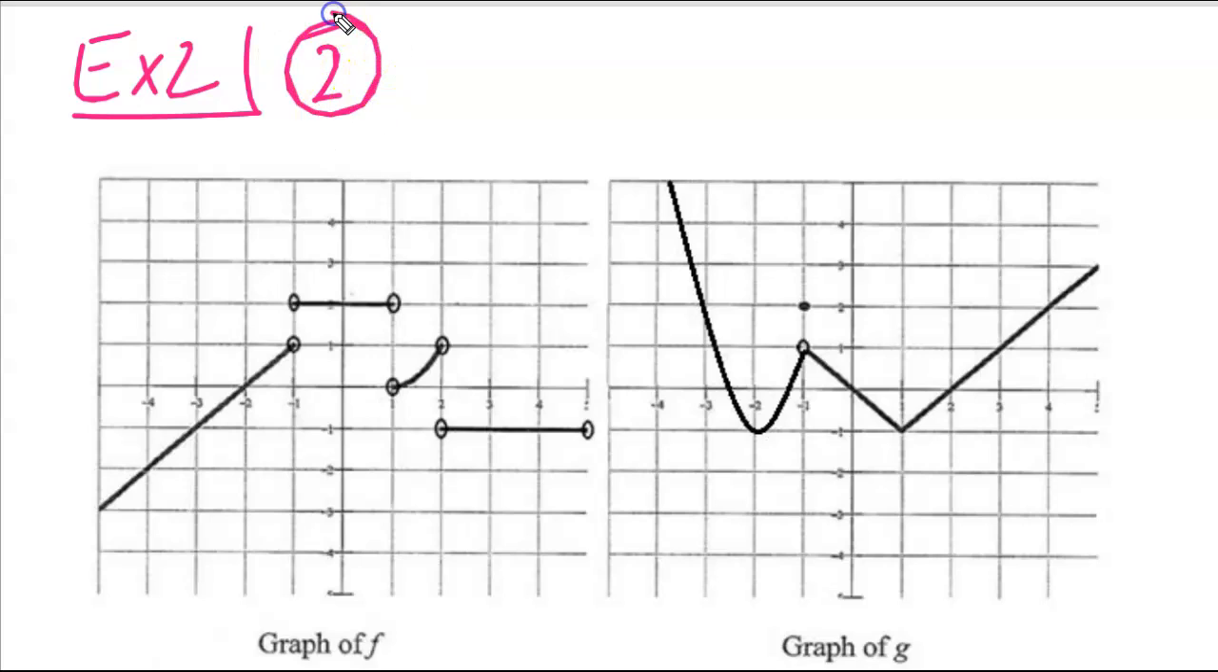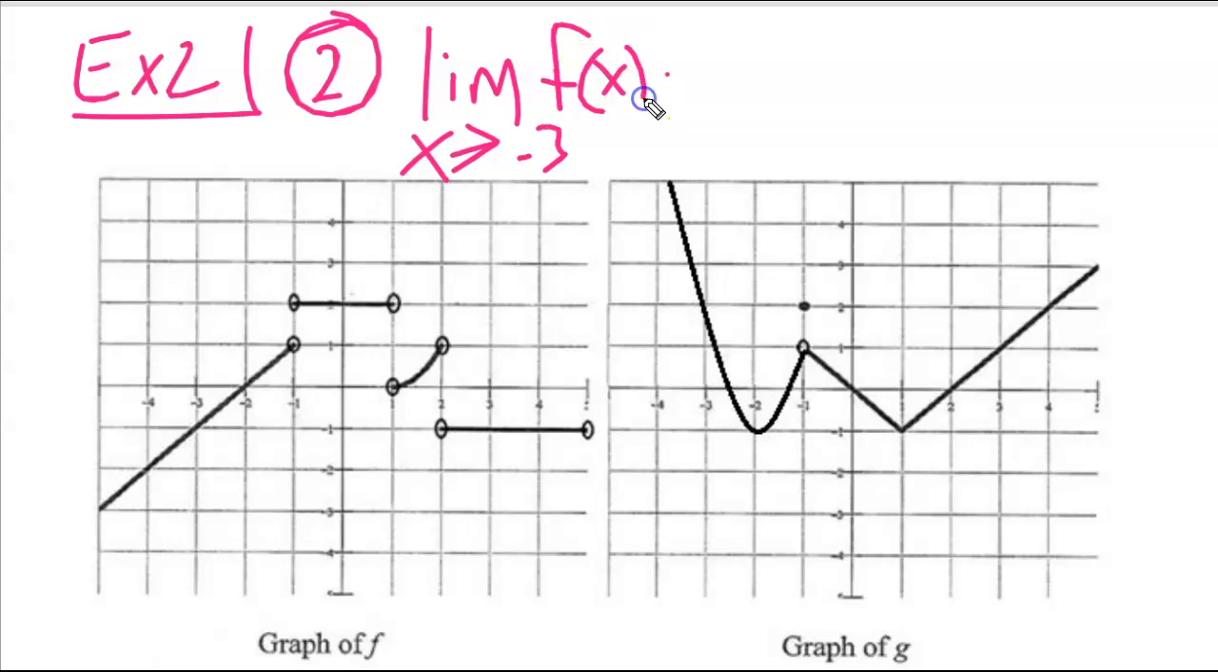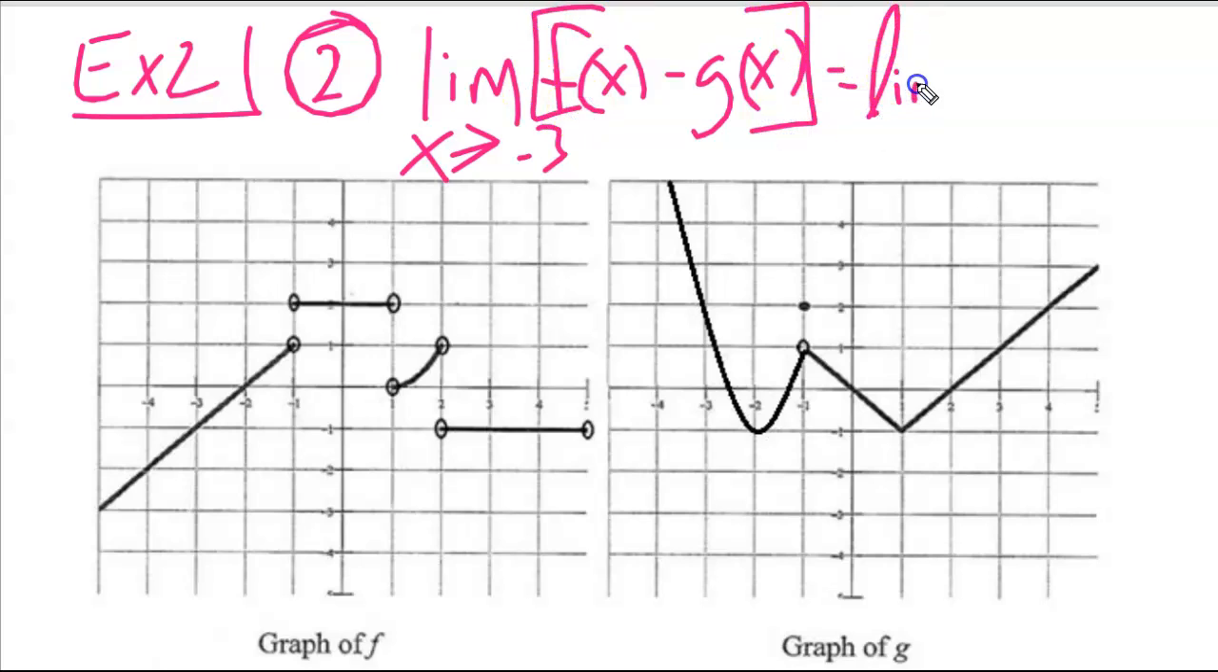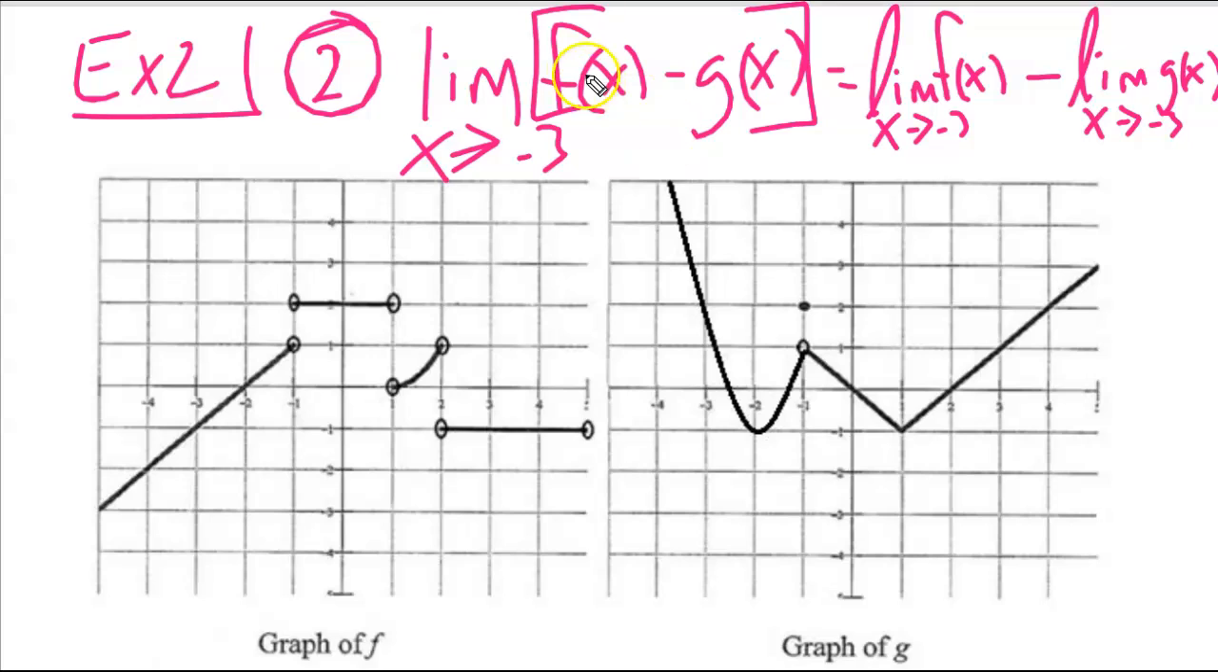So for example 2, number 2, we have to find the limit as x approaches -3 of f of x minus g of x. Okay, so what that means then is if I'm trying to find the limit of this entire thing, basically I need to find the limit of f as x approaches -3, and I also need to find the limit of g as x approaches -3. And then I need to subtract those two results. So now that we've got that, what's the limit of f as x approaches -3? Well, here's -3 on the f function. And it's approaching the same point from the left and right, so the limit exists. And the y value, which is the limit, must be -1. So -1 for that one.